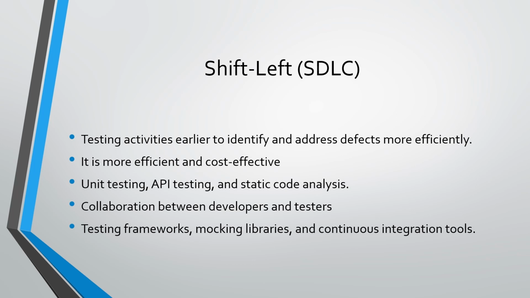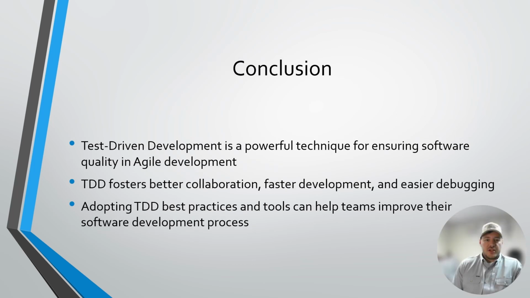In conclusion, test-driven development is a powerful technique for ensuring software quality and agile development. Test-driven development helps teams deliver high-quality software that meets customer needs by promoting collaboration, faster development, and easier debugging. Adopting test-driven development best practices and tools can help teams improve their software development process and reduce the risk of defects. By combining test-driven development with agile principles, software development teams can build software that meets customer needs and adapts to changing requirements.